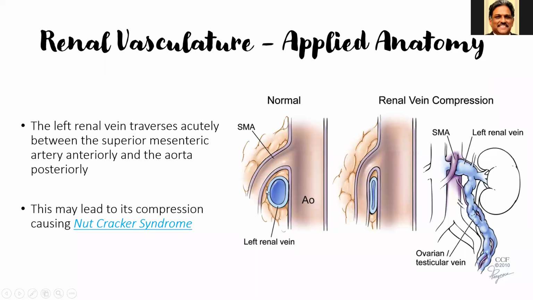Coming to the applied anatomy of the renal vein, it can sometimes get entrapped between the superior mesenteric artery and the abdominal aorta. When the angle between the superior mesenteric artery and the abdominal aorta is narrow, this causes compression of the left renal vein and development of varices over the testicular vein and the proximal renal vein. This compression may lead to a syndrome called nutcracker syndrome, where the patient experiences vague abdominal pain and hematuria.